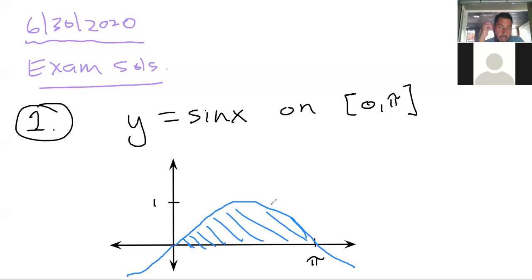So we're going to do two things. We're going to rotate it first about the x-axis, and then compute the volume of that solid, and then we're going to rotate it around the y-axis and compute the volume of the solid. So I'm going to sketch these real briefly, but if you rotate about the x-axis, it's going to give you a shape like this.